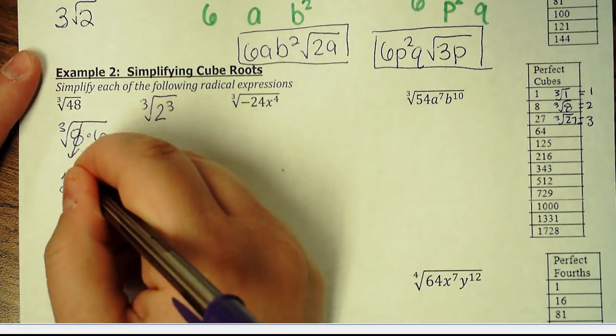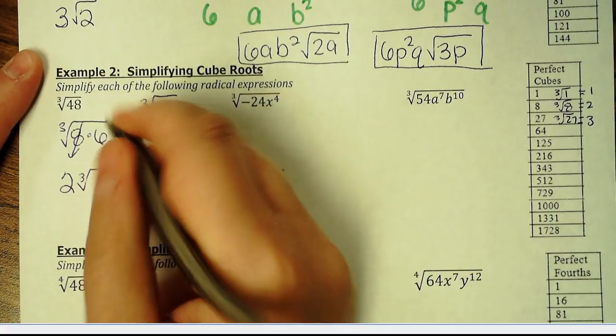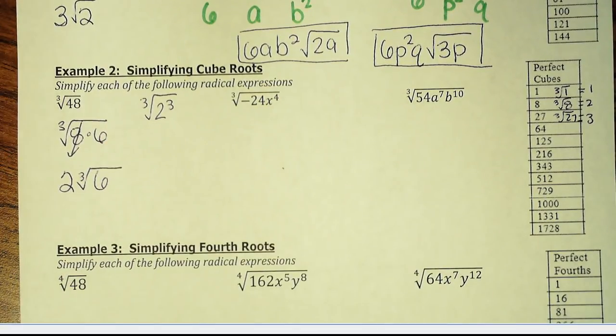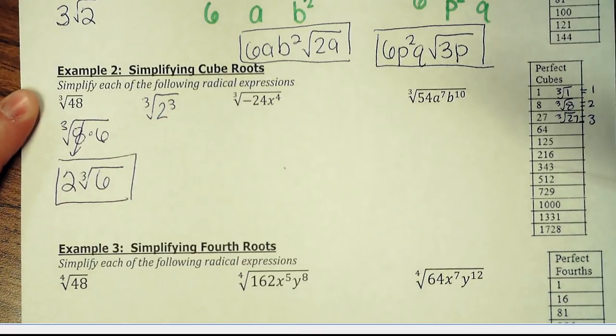Okay, now make sure you write a cube root, not a square root, because that's what we're dealing with here. Still under the cube root is 6. 6 is not divisible by any number on that list besides 1, and that's not going to help you break anything down. So this would be the simplified form.